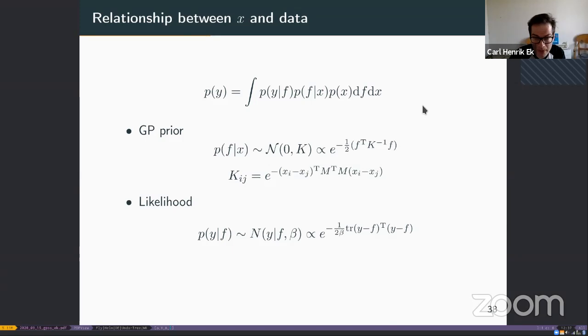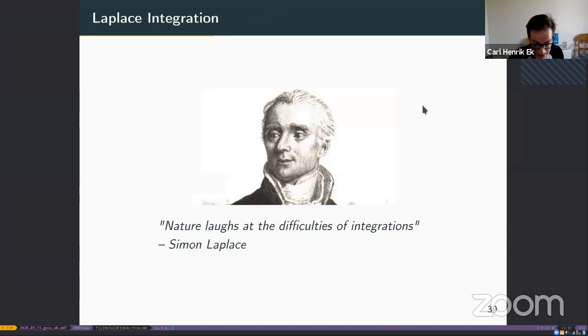And now this is what we're going to talk about. And I have this nice quote. I think Neil is going to talk tomorrow. He usually talks before me, and he's going to talk about Laplace, I'm sure. And Laplace has a saying, which is that nature laughs at the difficulties of integration. And that is definitely true.